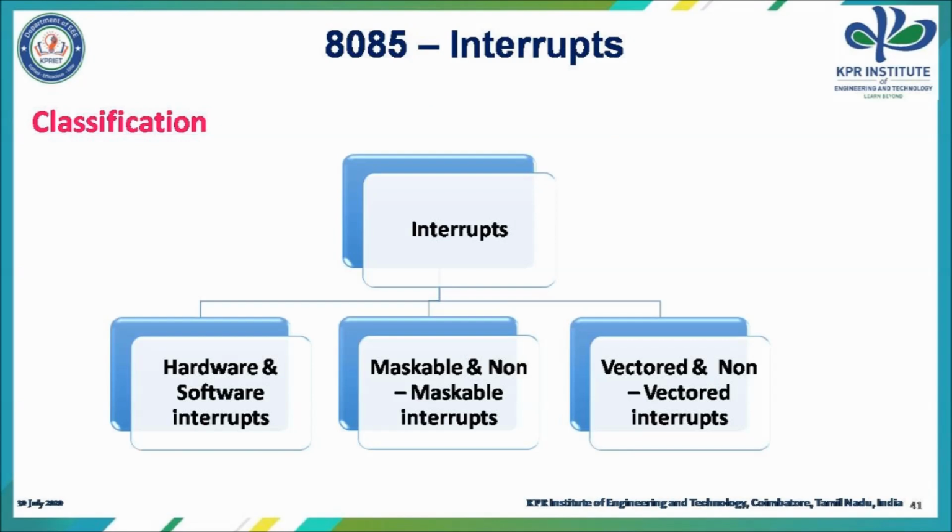Classification of the interrupts of 8085 processor. The interrupts of 8085 processor can be classified in three different ways. One is hardware and software interrupts. The second one is maskable and non-maskable interrupts. And the third one is vectored and non-vectored interrupts. So now let us see about these classifications in detail.